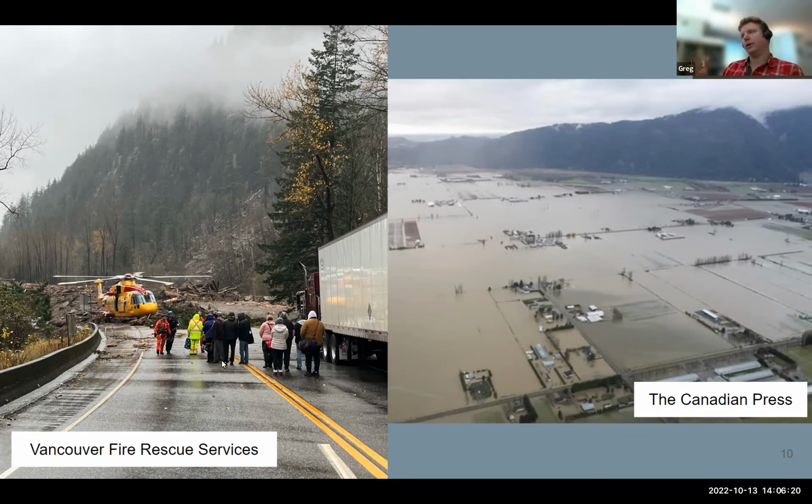And then in addition to that, we saw large-scale flooding of farmlands in the Abbotsford area, and Highway 1 was also underwater in that area. So quite a major disaster for the South Coast here.